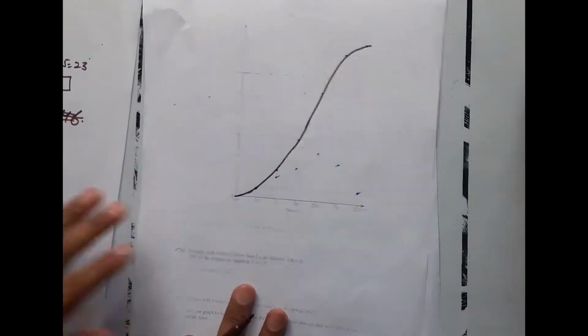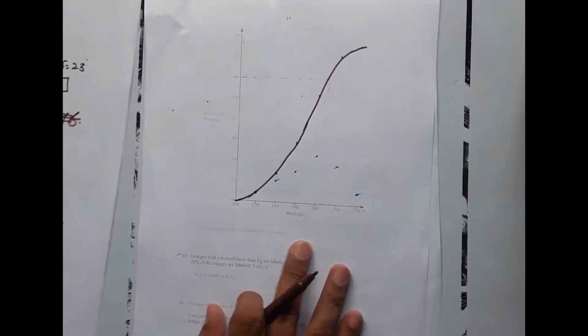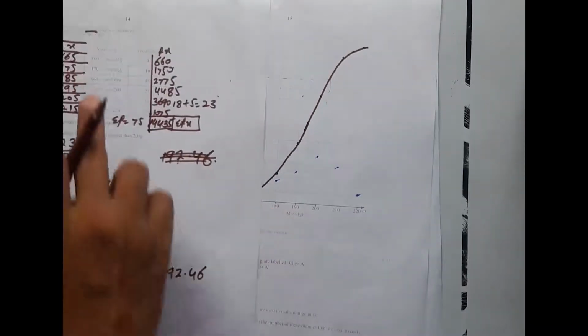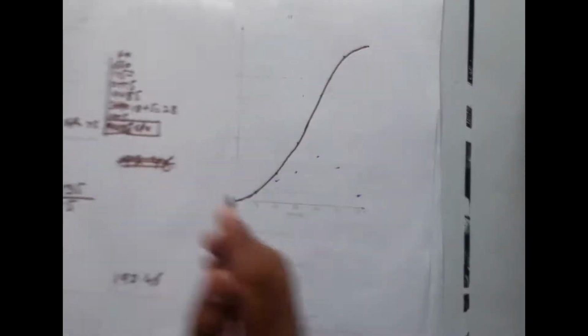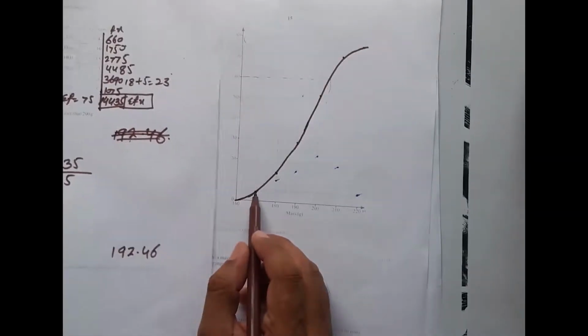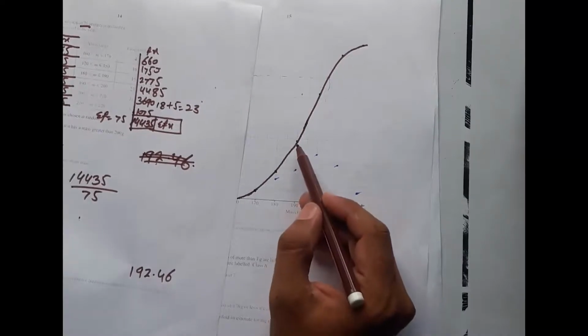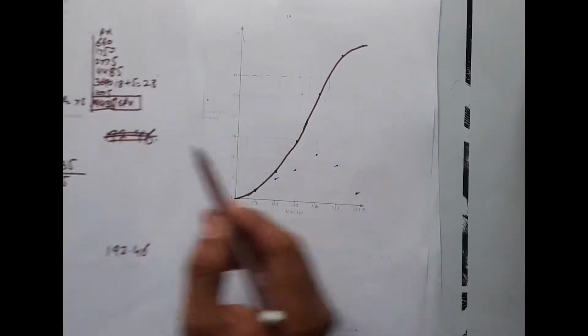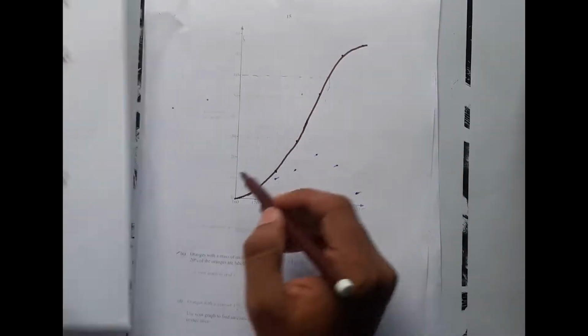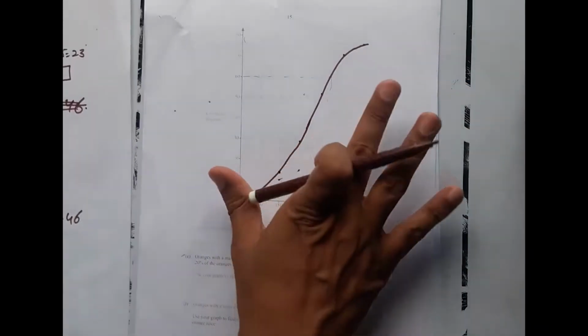Now we have to place these on the graph as points. We have 160 to 170, cumulative frequency is 4. I have placed it. Then 170 to 180 is 14. Then we have 180 to 190 is 29. I have placed these. So you can place them and join them with a curve. This is your cumulative frequency curve.